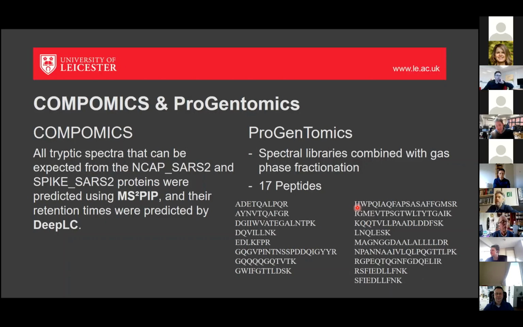So Martin and Bart have been working with Leonard Martins, and he was doing some in silico work to generate a spectra profile using MS2PIP and DeepLC to get a retention time. And using these spectral libraries, Martin, who's a discovery scientist, established 17 peptides which he felt would be useful targets in any subsequent assay.